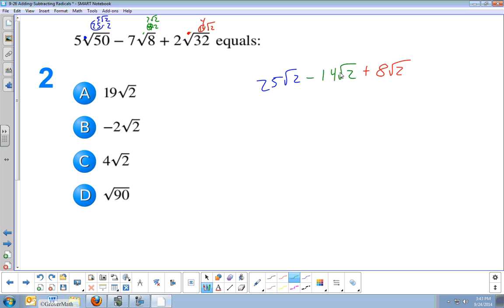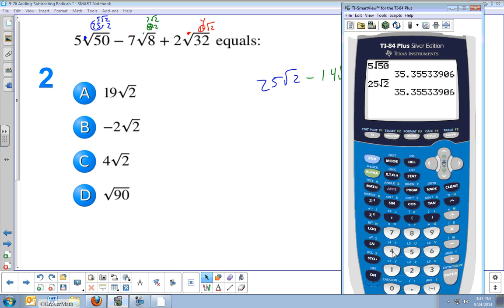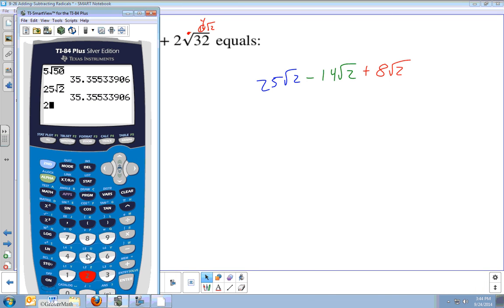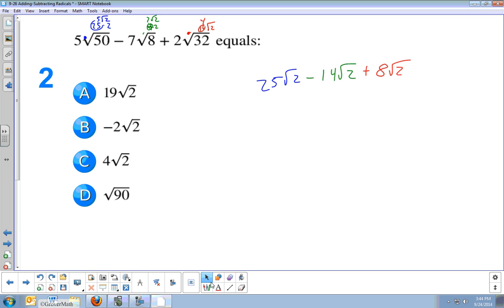So 25 minus 14 plus 8. And let me use my calculator so I don't make any mental mistakes. I'm not worrying about the radical parts, so 25 minus 14 plus 8. Plus 8 is 19, so I have a total of 19 radical 2's.